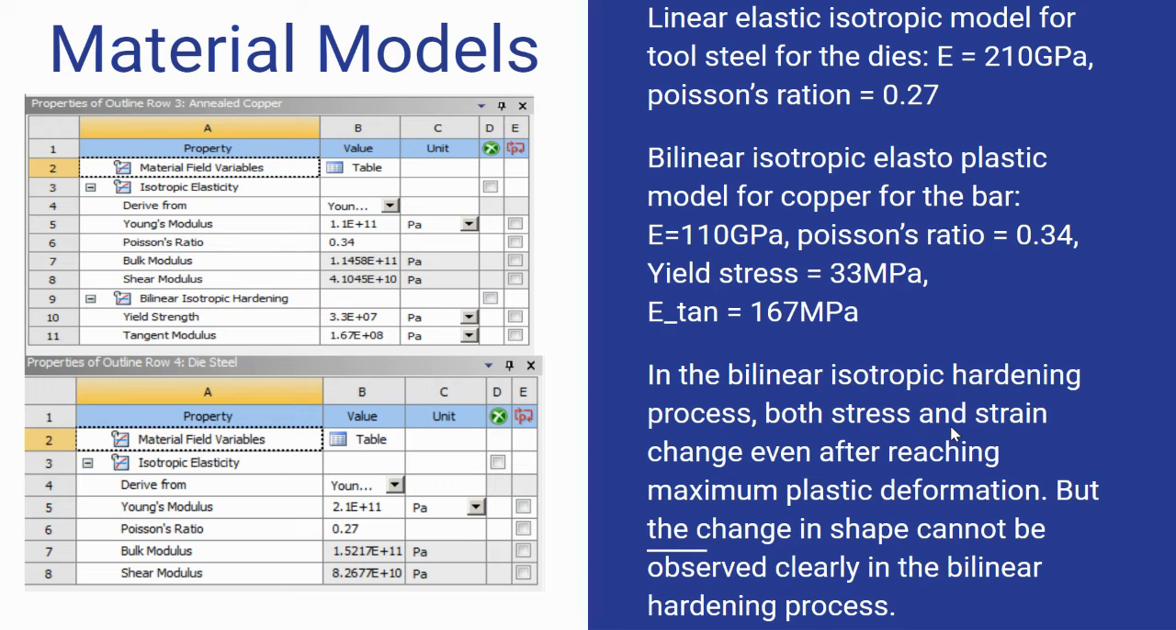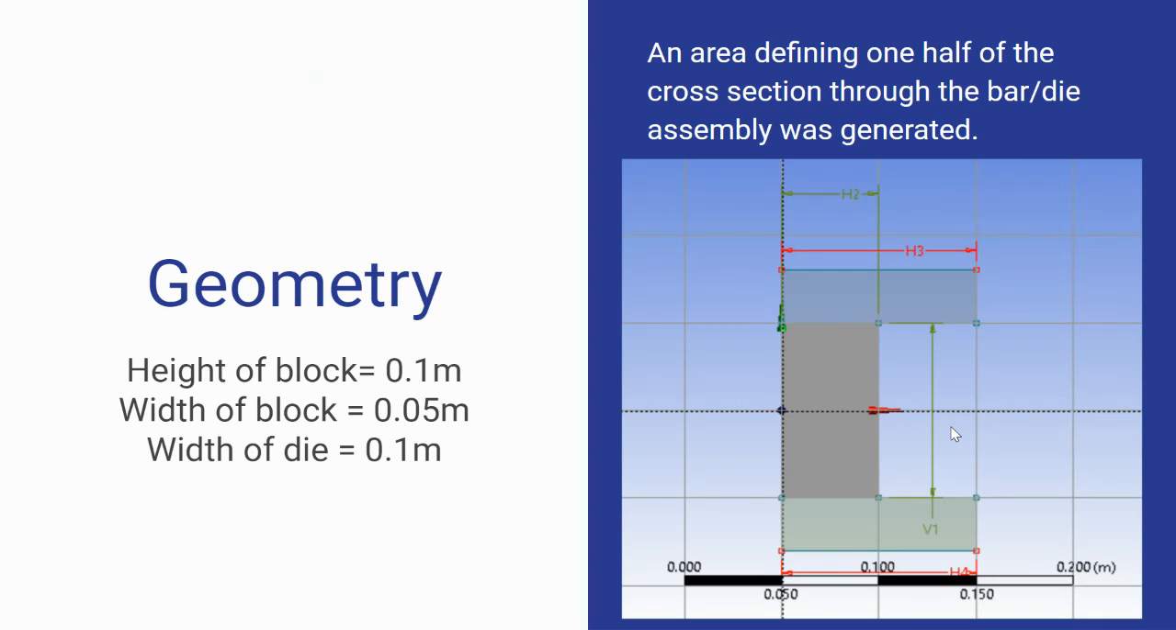In the bilinear isotropic hardening process, both stress and strain change even after reaching maximum plastic deformation. But the change in shape cannot be observed clearly in the bilinear hardening process. So we will look at it in more detail when we do the project.